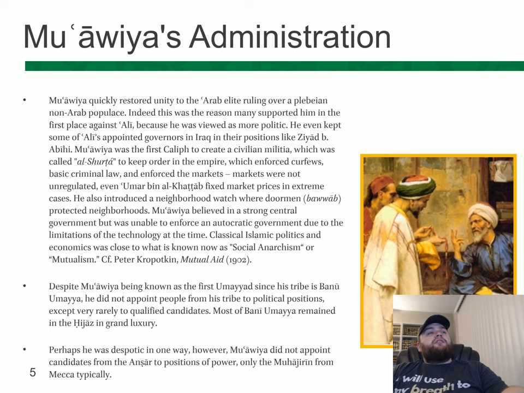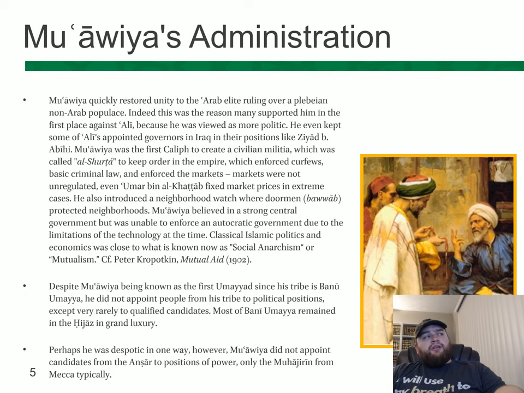And he had strong support from the elites of Quraysh against Ali in the first place. Because the Quraysh, this very political tribe, saw that Muawiyah was politique. He was very good at politics. And he kept some of Ali's appointed governors in Iraq in their positions, like Ziyad bin Abihi.